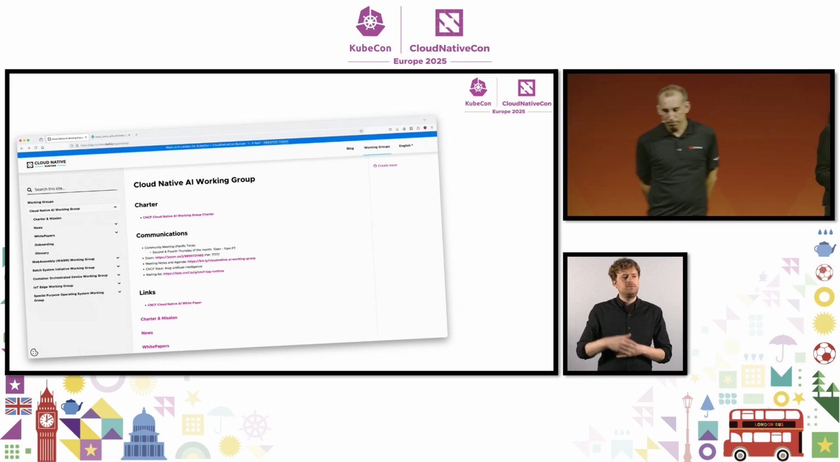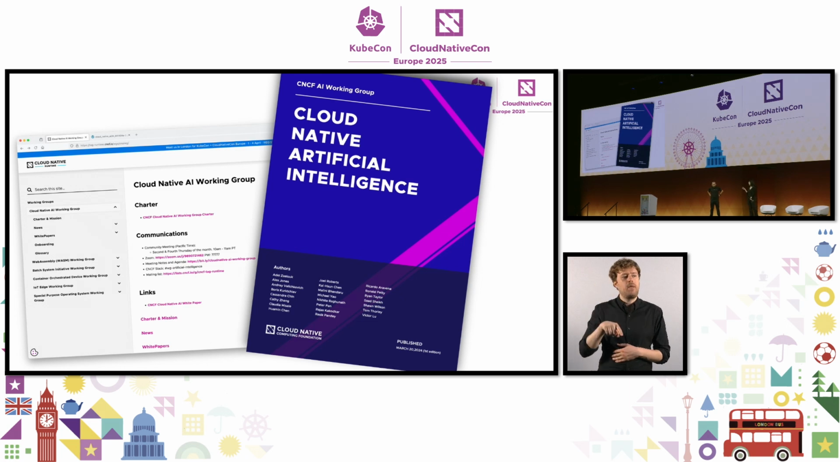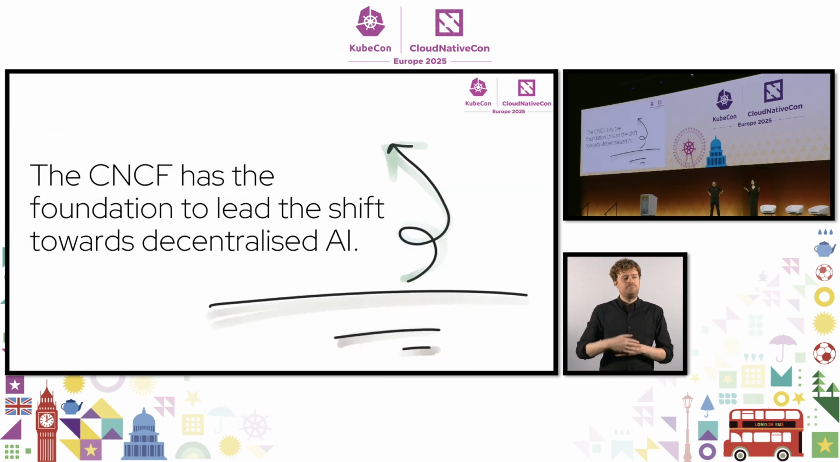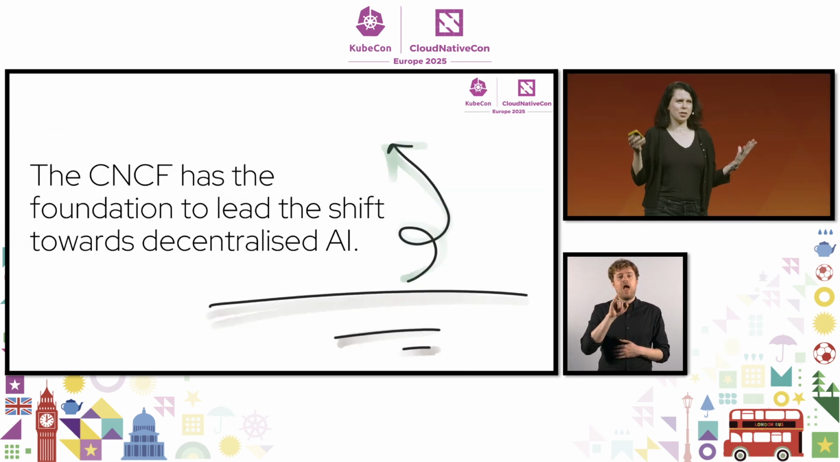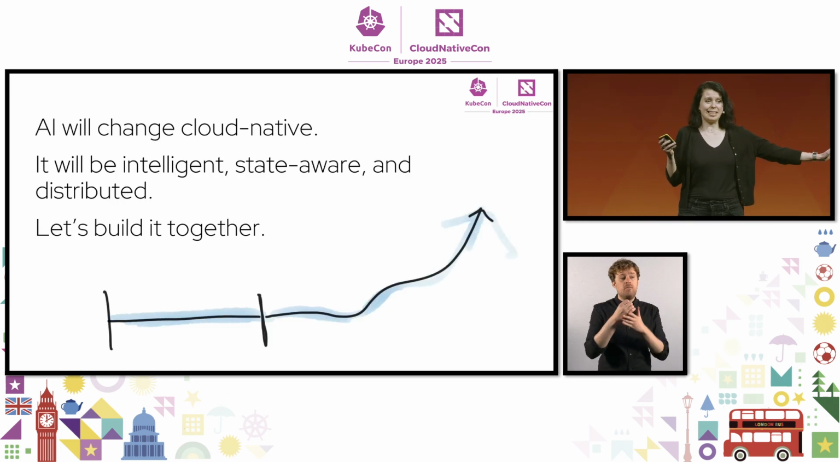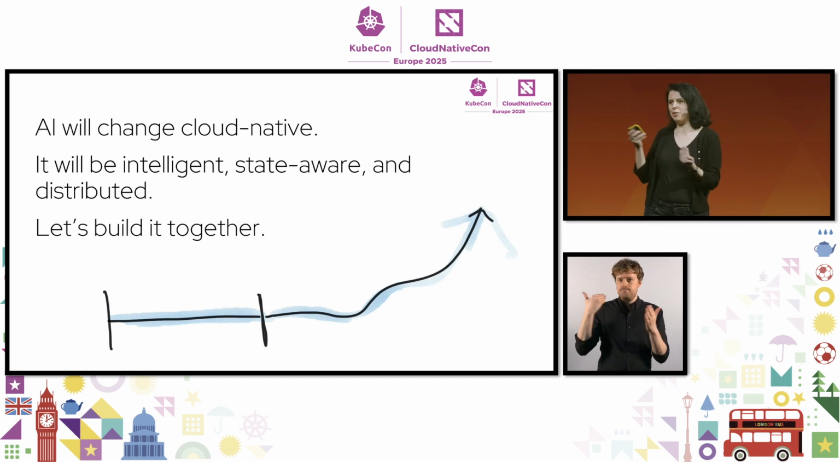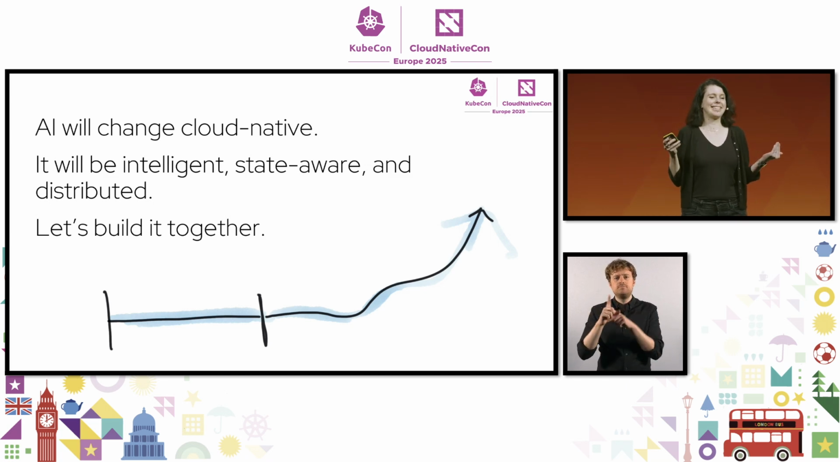And you can read about the progress that the CNCF AI working group has made. There's a really good white paper showing that there's lots of progress already because we've got such a strong foundation. We've got such an amazing ecosystem and community. We can lead this shift towards decentralized AI because AI is going to change cloud native and it's going to move to intelligent, state aware, but we can build this together.